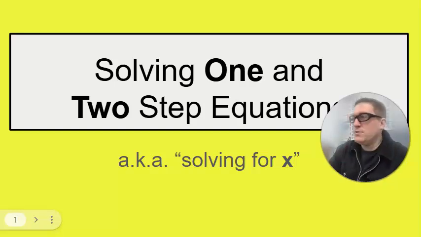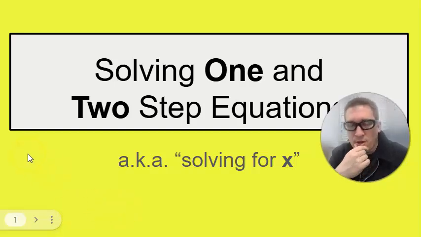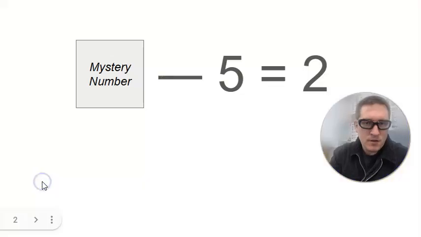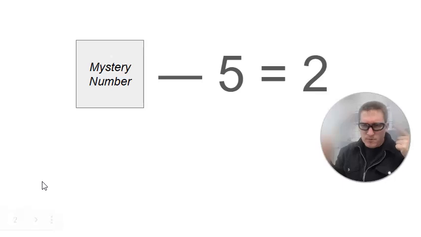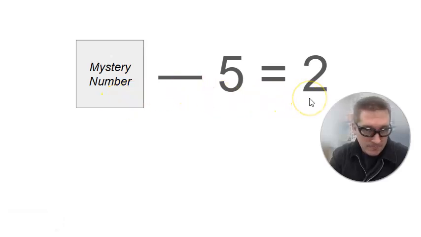Alright, let's go back to 6th grade and 8th grade where we learned how to solve 1- and 2-step equations, what's commonly known as solving for x. So let's start off with a pretty straightforward example. I'm thinking of a number, it's a mystery to you, that I subtract 5 from it and it gives me 2. What's my mystery number? Hopefully a lot of you said 7. And the reason why is because 7 minus 5 equals 2.